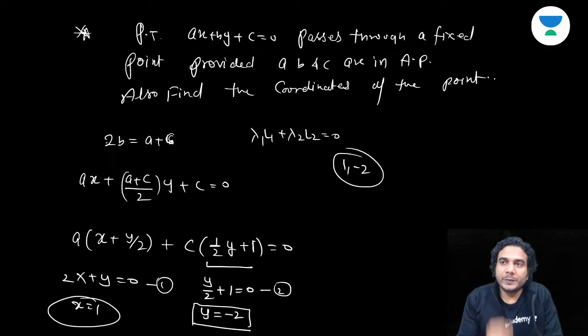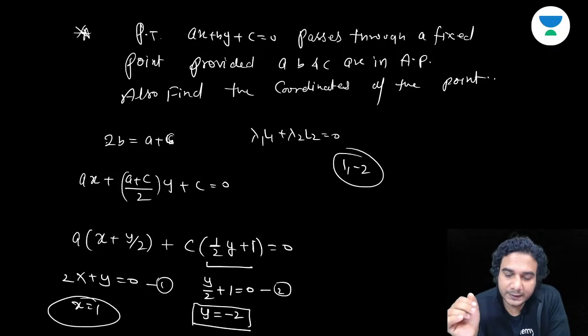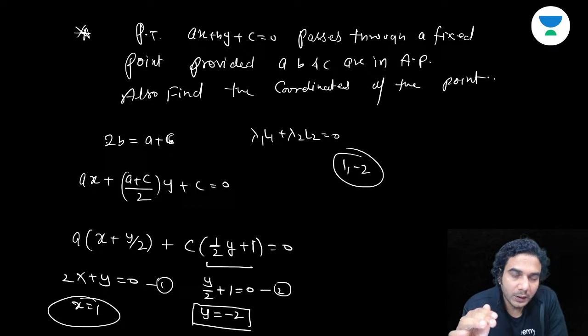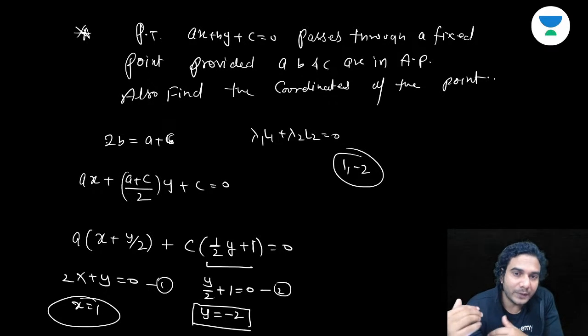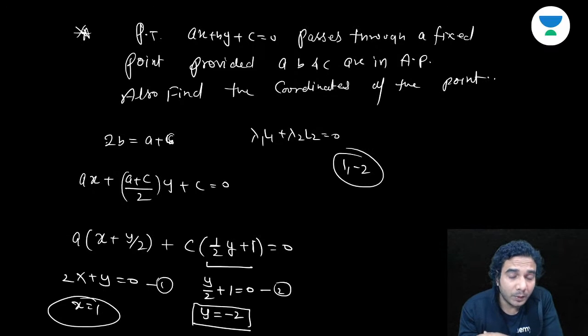So basically, there were 3 parameters involved in this equation, but a linear relation was given between these 3 parameters. So you can remove one of the parameters, and it will be an equation involving 2 parameters. In those 2 parameters, you can write the equation in lambda 1 L1 plus lambda 2 L2 form. After that, you can compare L1 and L2 and solve them to find the point where all these lines are concurrent.